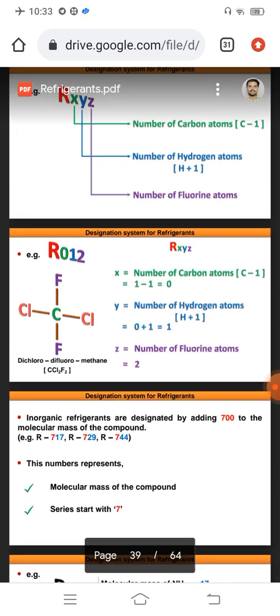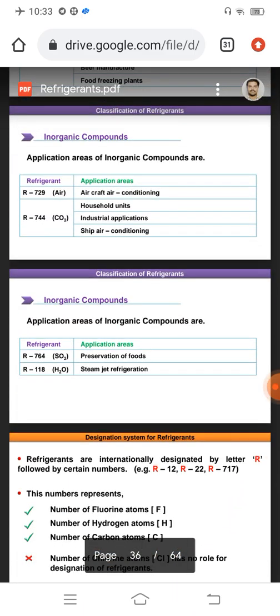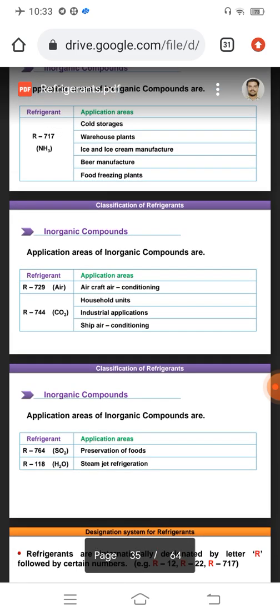In the next part we are going to see how the formulas of these refrigerants are derived. So this is all about today's lecture. Thank you very much.